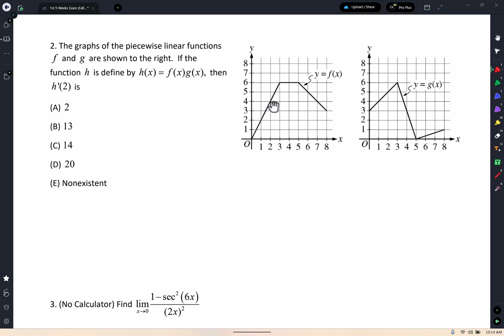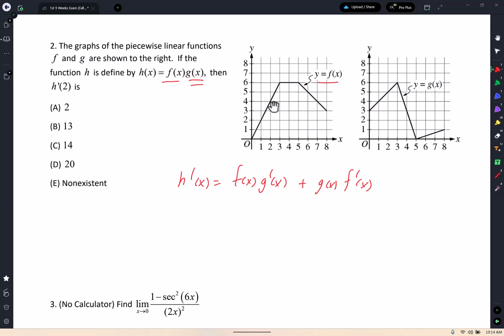Multiple choice. The graphs of the piecewise linear functions f and g are shown to the right. If the function h is defined by h of x equals f of x times g of x, then h prime of 2 equals, what rule do I got to do? Product. H prime of x equals first times derivative of the second plus the second times derivative of the first. Are we cool with that? All right, here we go, guys.